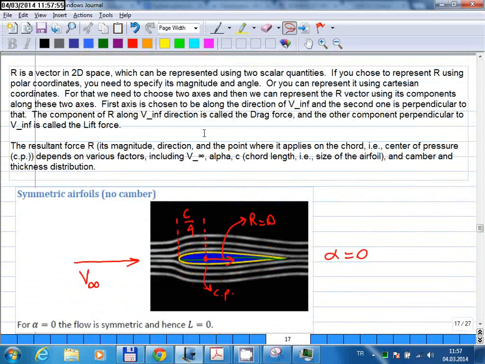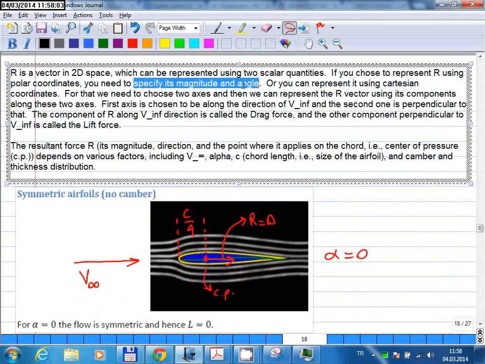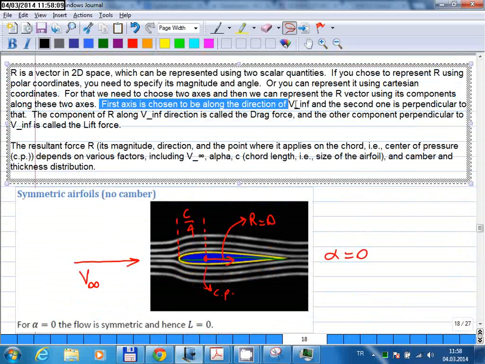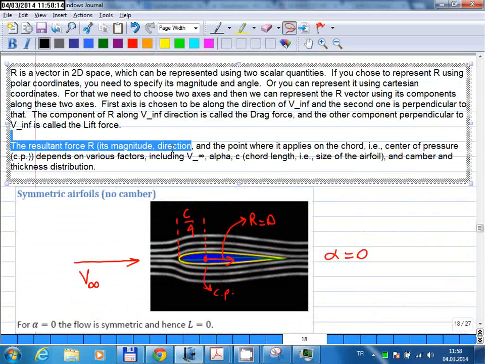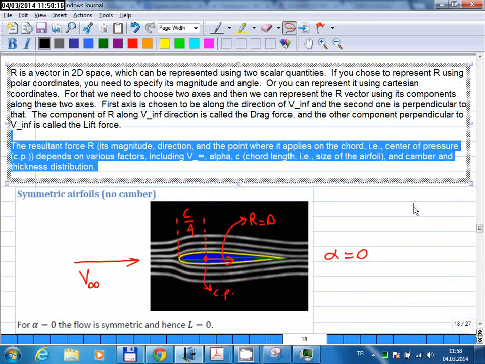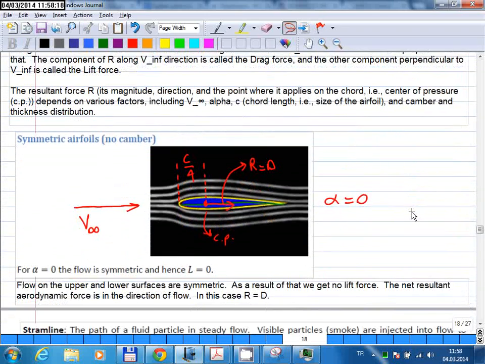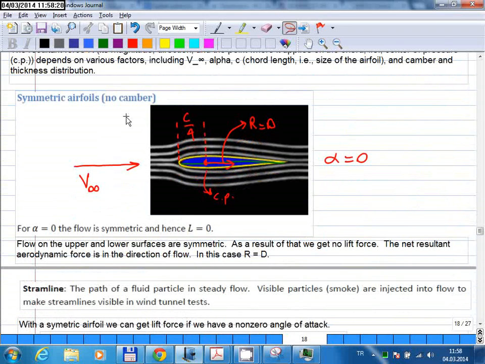Okay, now let me talk about symmetric versus cambered airfoils. So here you can read through what I just said. Okay, now let's come back to the symmetric airfoils, where there's no camber.